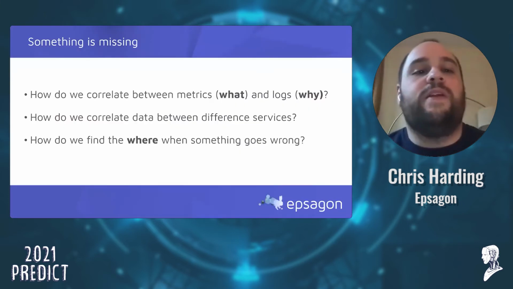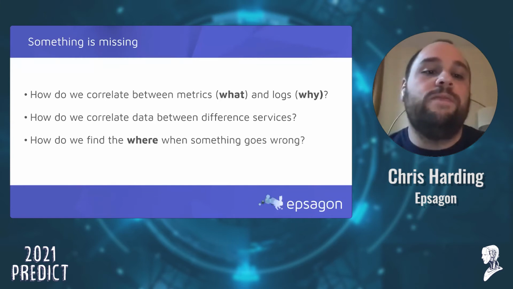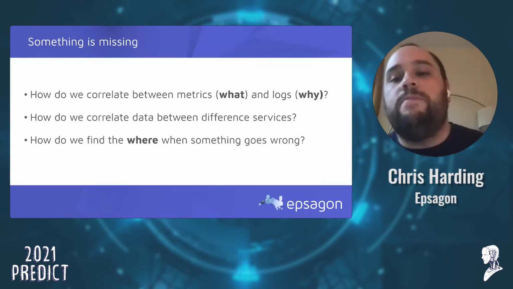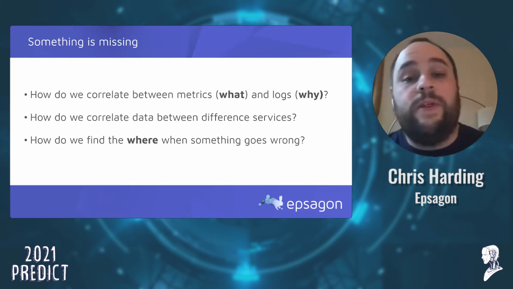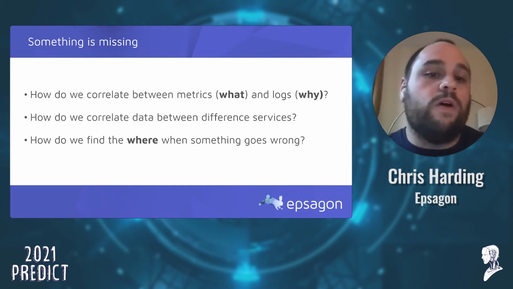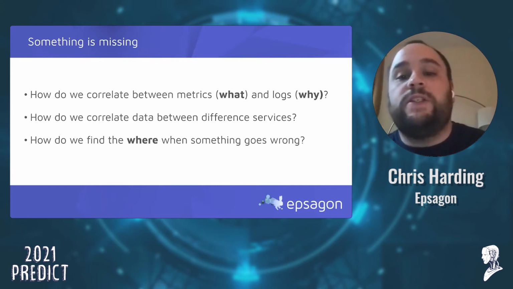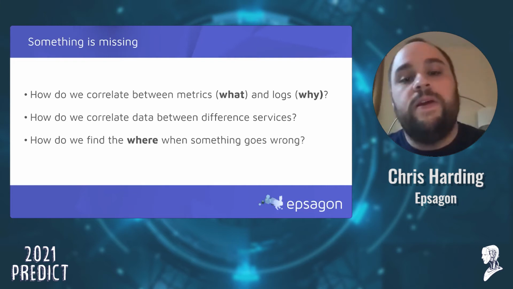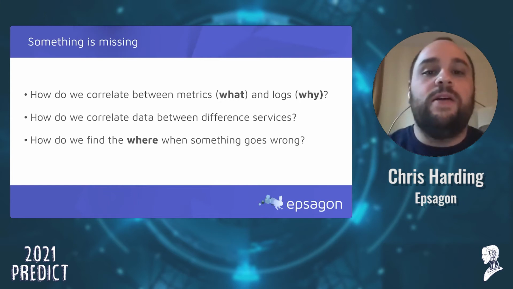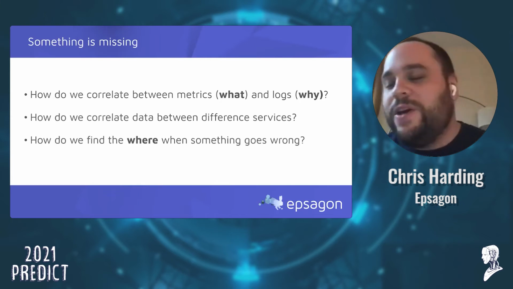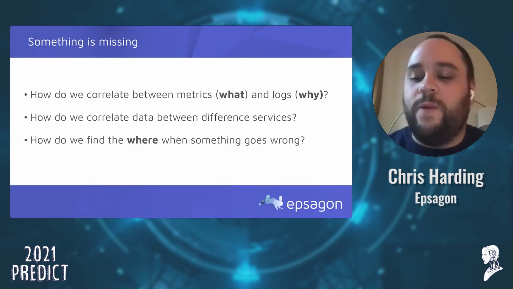All right, so where are we going with this, right? Something is missing from this equation. How are we able to correlate between metrics and logs, right? Metrics tell us what, logs tell us why. How do we correlate these same data between all of these different services we use? Some of those services are services we wrote ourselves. Others are managed services, right? Like Kafka or SQS. And more importantly, how do we find the where when something goes wrong? So you must be thinking to yourself, Chris, you're giving this presentation, there must be a better way.